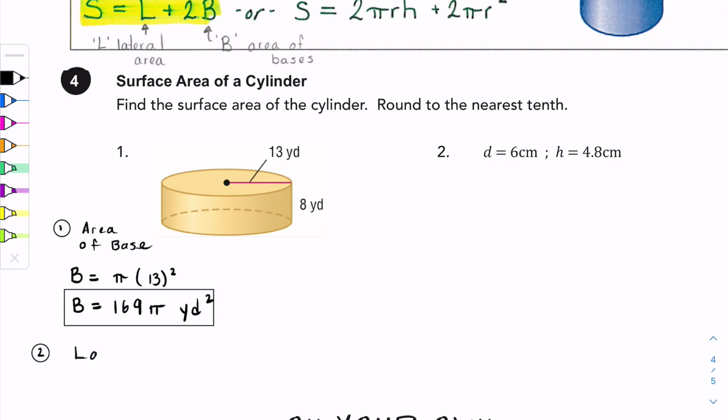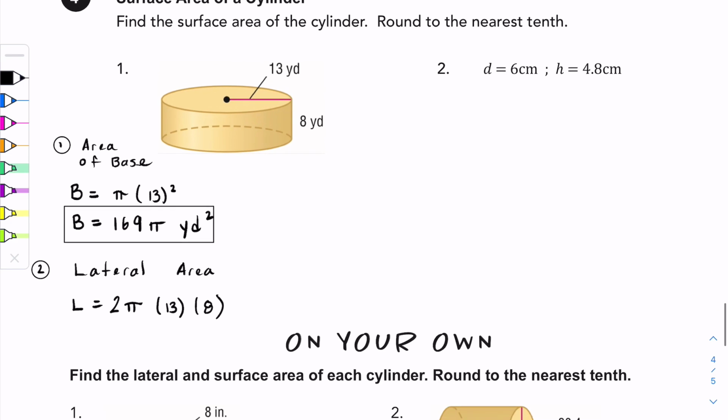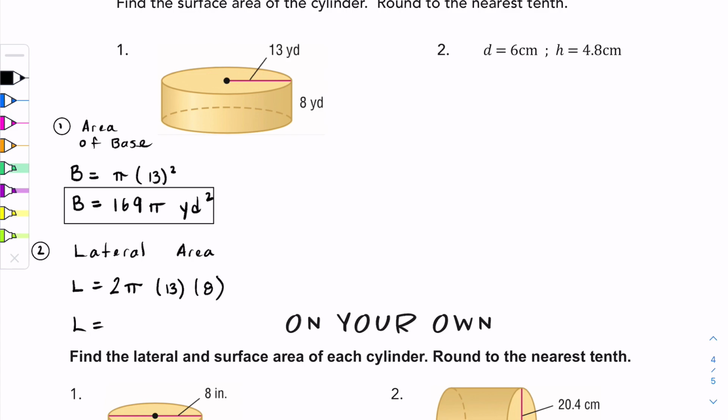Step 2 is to find the lateral area. And the lateral area is calculated by 2 times pi times the radius, which is 13, times the height of the entire figure, which is 8. Again, I'm going to leave this in terms of pi. When I multiply this together, my lateral area is 208 times pi square yards.